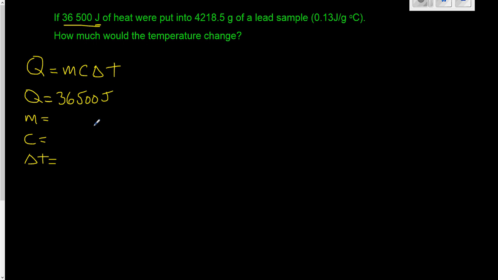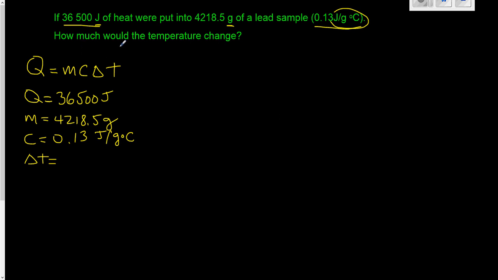36,500 joules of heat were put into a 4,218.5 gram lead sample. What variable is measured in grams? We know that is mass, so we plug in 4,218.5 grams. This is the one that students find the easiest to identify because it's got the craziest unit. Look at this, joules per gram degrees Celsius. So we plug this in for C. That's our constant, 0.13 joules per gram degrees Celsius.